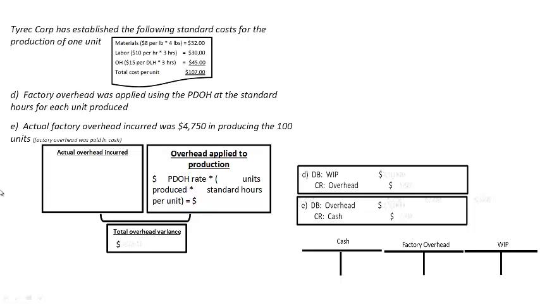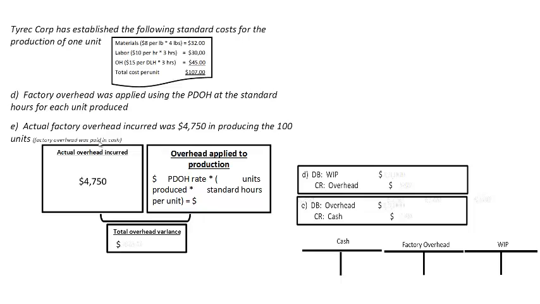Factory overhead was applied using the predetermined overhead rate at standard hours for each unit produced. Now what we're told is the actual factory overhead incurred during the accounting period was $4,750 to produce those 100 units. So we insert the actual overhead that we've incurred, and notice it does say factory overhead was paid in cash, so our cash is our balancing account.